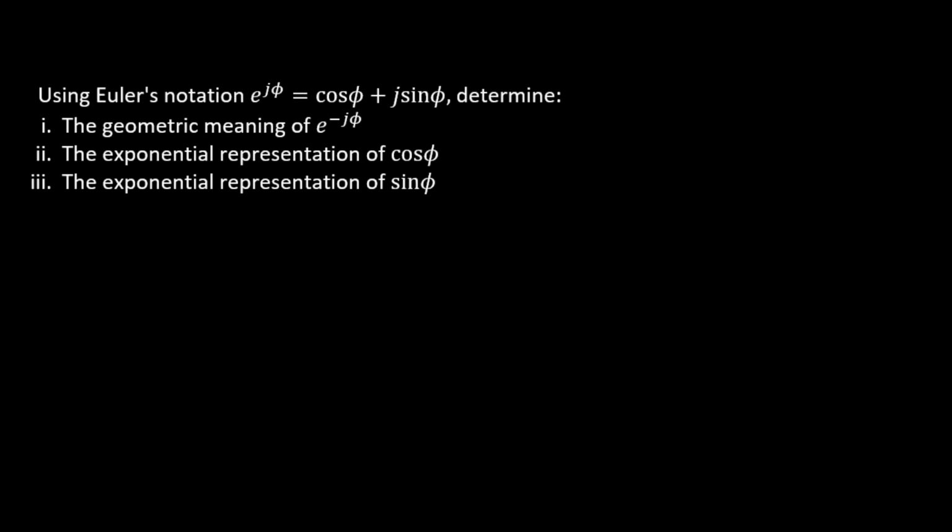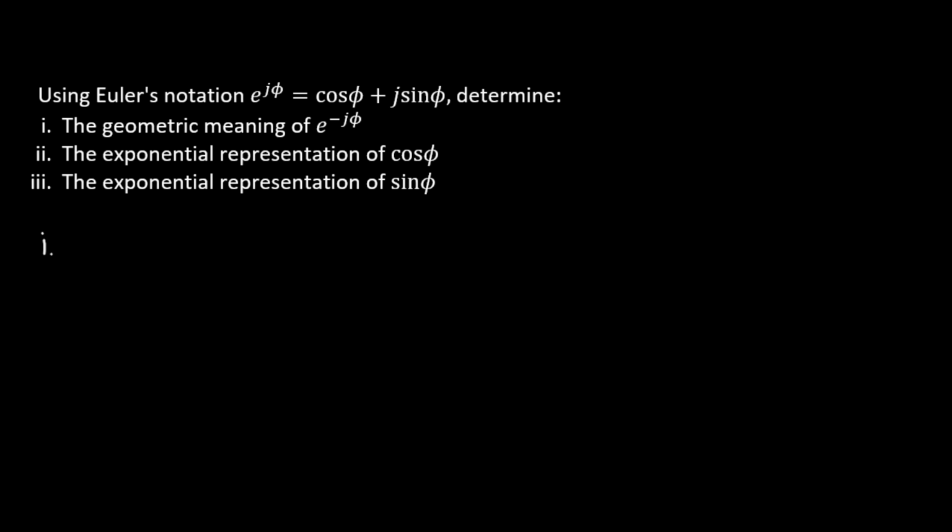Chapter 1, problem number 6. Using Euler's notation, e raised to the power of j phi equals cosine of phi plus j sine phi, determine: number 1, the geometric meaning of e raised to the power of negative j phi; number 2, the exponential representation of cosine of phi; number 3, the exponential representation of sine phi.